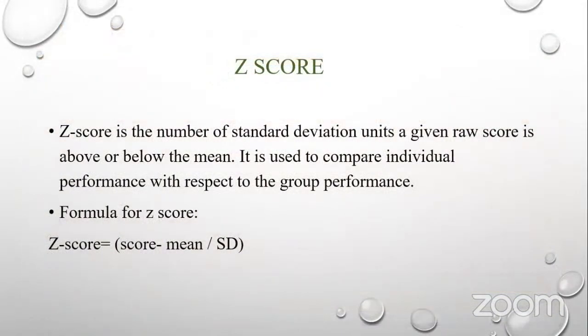Next we will see what is Z score. Z score is the number of standard deviation units a given raw score is above or below the mean. So it is used to compare the individual performance with respect to the group performance. As I have told you before, this basically compares the individual performance with respect to the group performance. And the formula for Z score is X minus mean divided by SD. We will see this calculation in Excel.